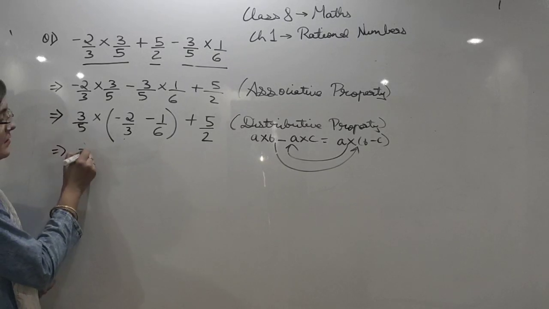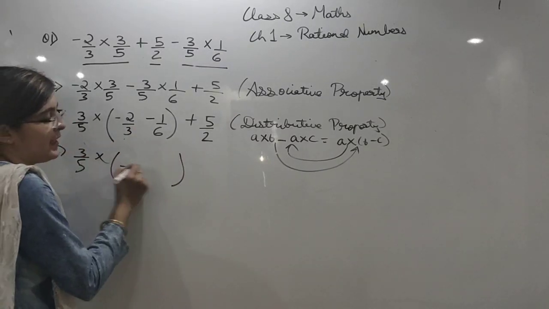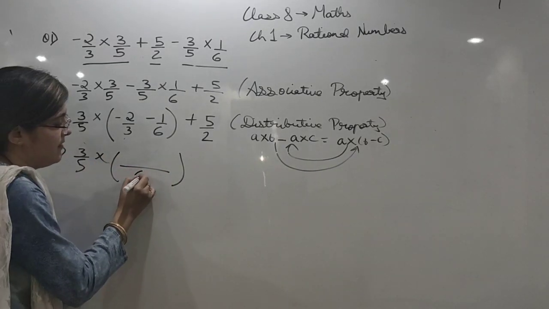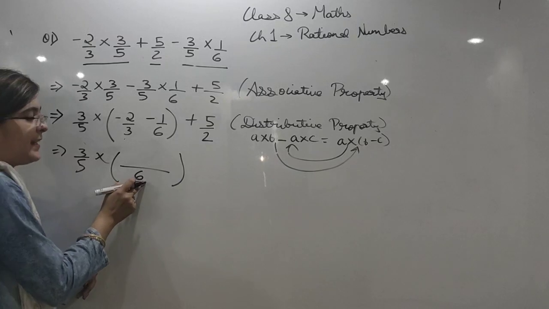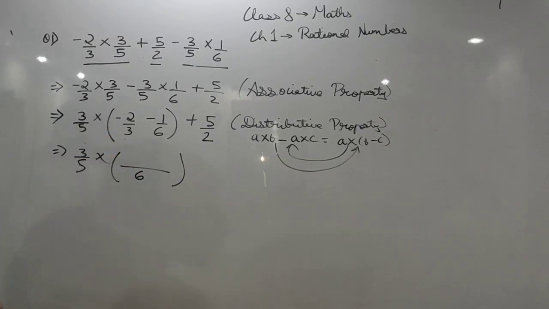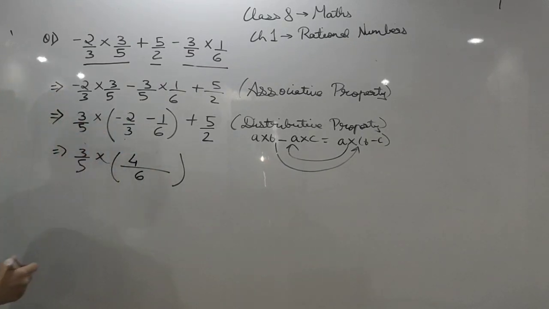Now, let's take the LCM. What will be the LCM of 3 and 6? It will be 6. Now, what do we do? We divide this number by this. 6 divided by 3 is 2. And 2 into 2 is 4 with a negative sign.